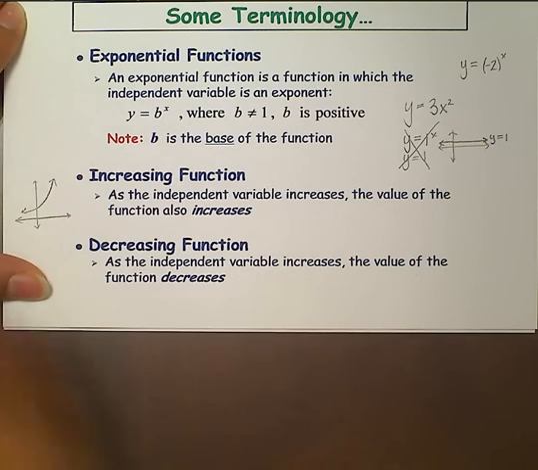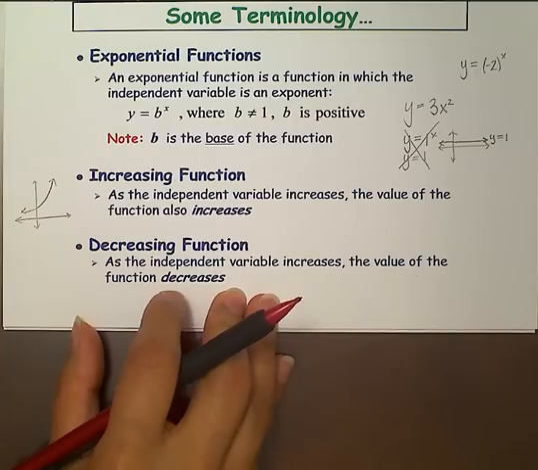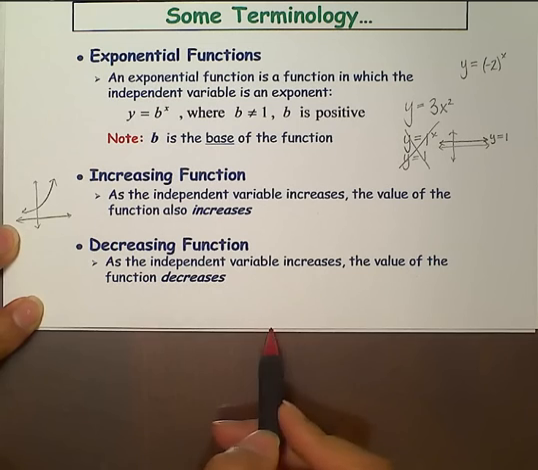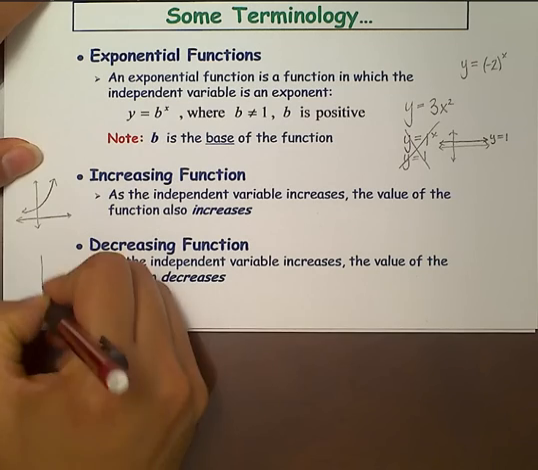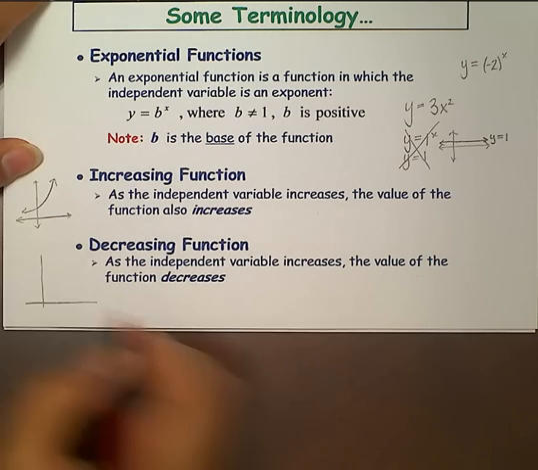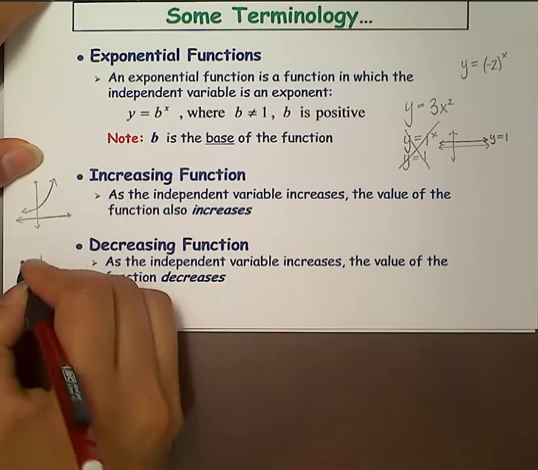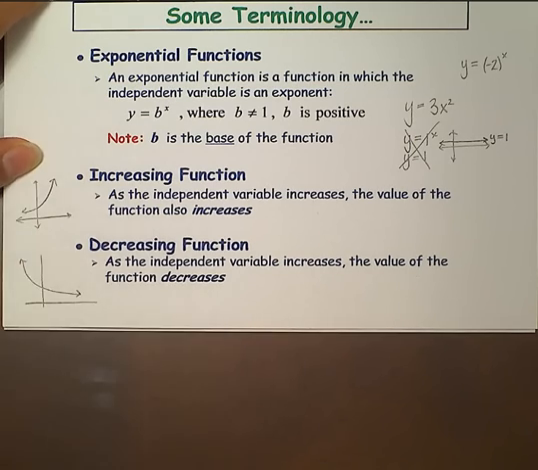Okay, a decreasing function is slightly different. As the independent variable increases, so as I move across from left to right along the x-axis, then the value of the function is decreasing. So in other words, if I were to sketch a graph of a decreasing function, it means as I move across the x-axis from left to right, the actual function is getting smaller in value. So it's a decreasing function.